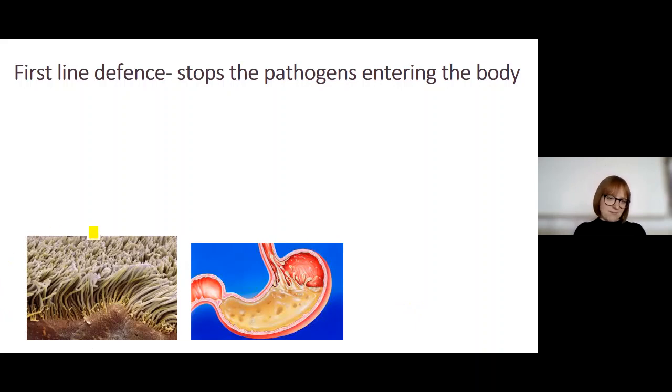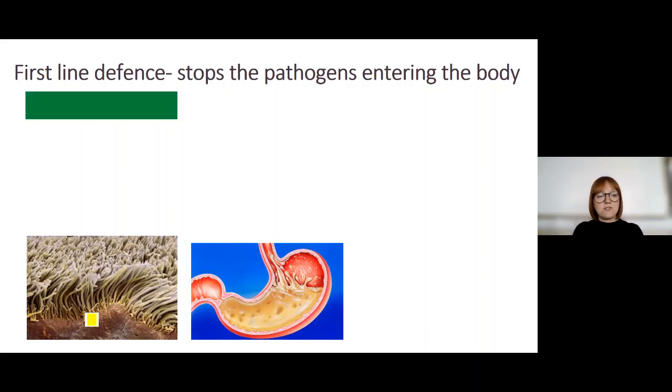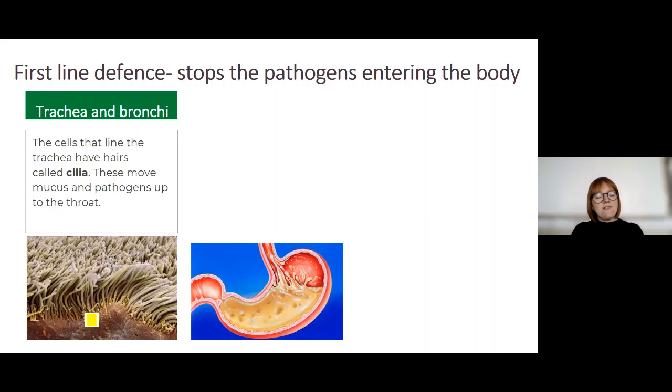So the picture at the bottom then, if they've got past our nose or they've got into our respiratory system, so into our trachea and our bronchi, then the cells that line the trachea or the bronchi have these tiny microscopic hairs called cilia. Now the job of these hairs is to move mucus up to the top of the throat.